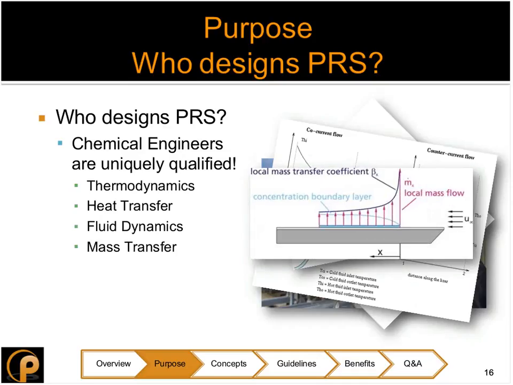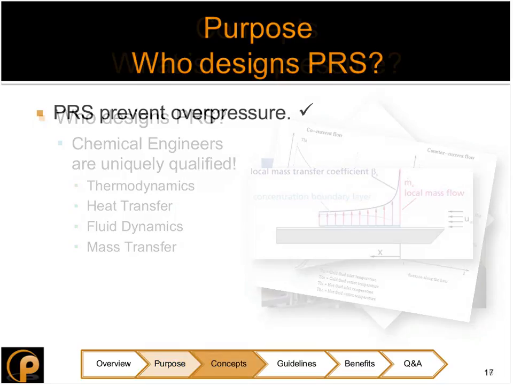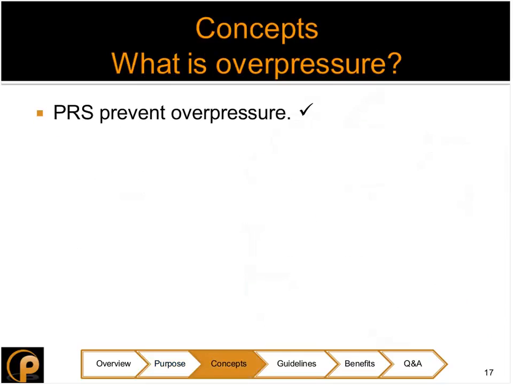And mass transfer helps us understand how fluid components move into and out of a phase and how relative component compositions vary across phases. These are just a few examples, but there are plenty of other courses that chemical engineers take during their formal education that are relatable to pressure relief systems. So far, we should all agree that pressure relief systems prevent or at least mitigate an overpressure, right? Okay, well, the next question is, what is an overpressure?